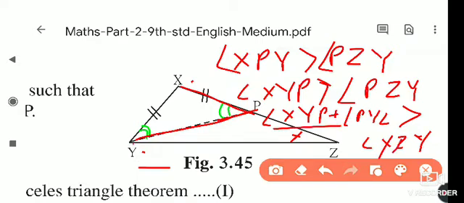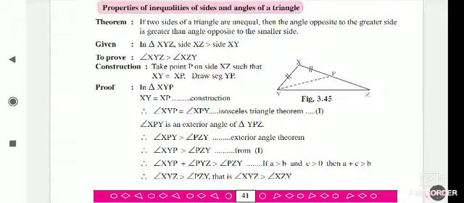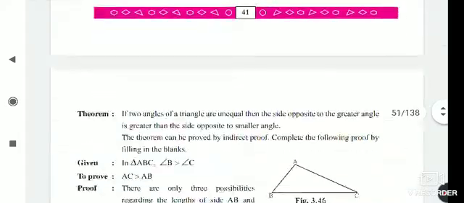And the sum of these two angles is how much? xyp plus pyz is equal to angle xyz, which is greater than angle xzy. So in this way we can prove that the angle which is greater is located in front of the greater side. In that way we can prove this theorem. It is a very short theorem actually. All of you note it down.